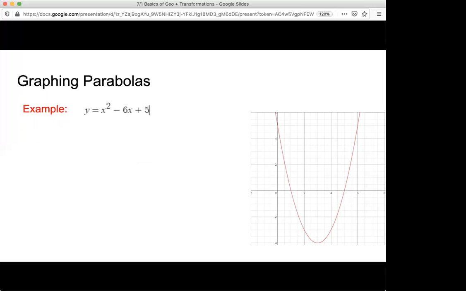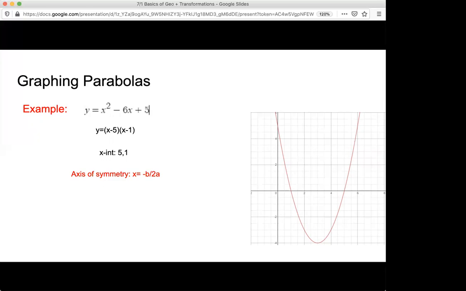Anyone have any questions so far? No? Okay. So again, I'm gonna give you an equation. This is an example of an equation. So first you would find your x-intercepts, and I would factor this in order to find them. So that'd be x minus 5 times x minus 1, and your x-intercepts would be 5 and 1.